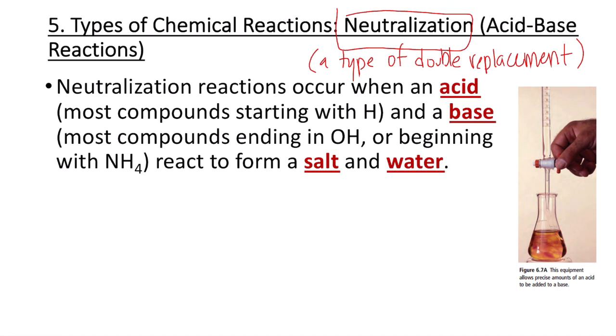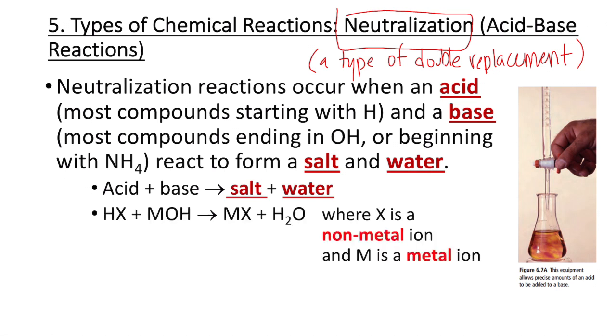So OH is what's called a hydroxide group, and NH4 is the ammonium ion, which is a polyatomic. General form is an acid plus a base, so these are our reactants, formed to produce a salt, or yield salt and water, which are our products.